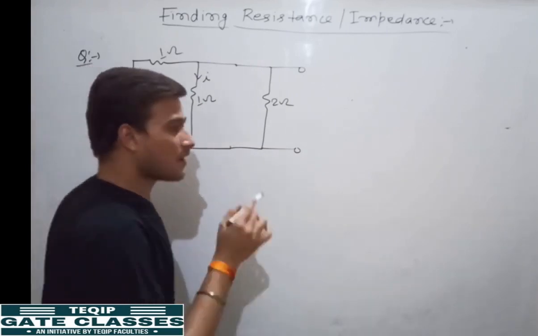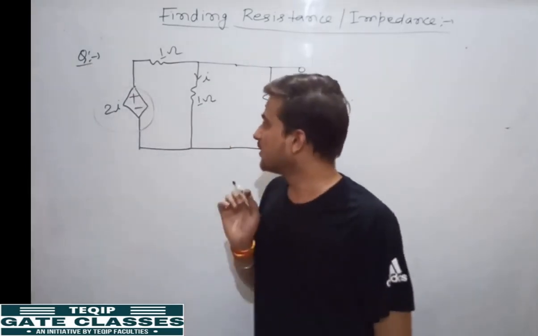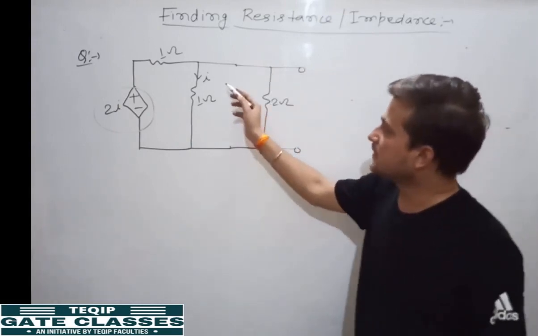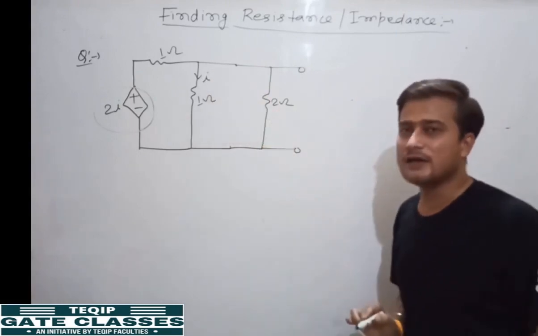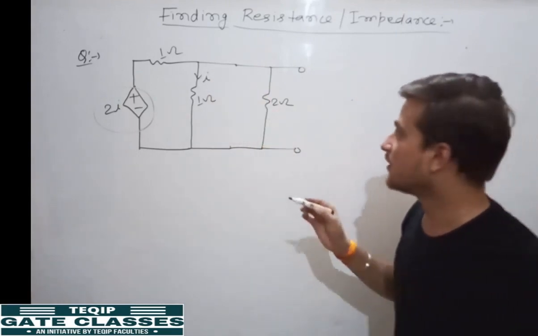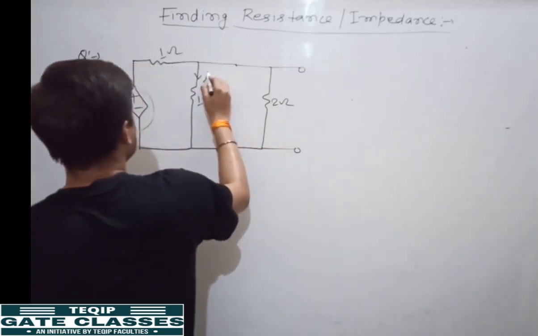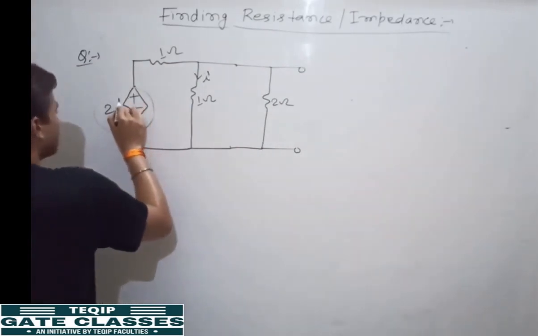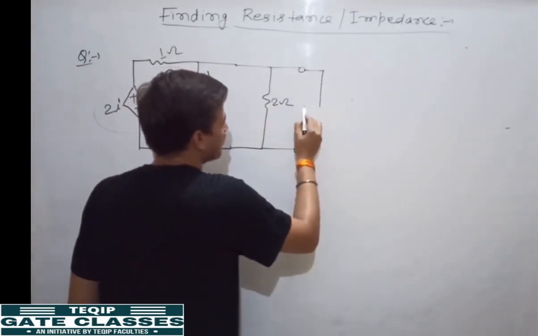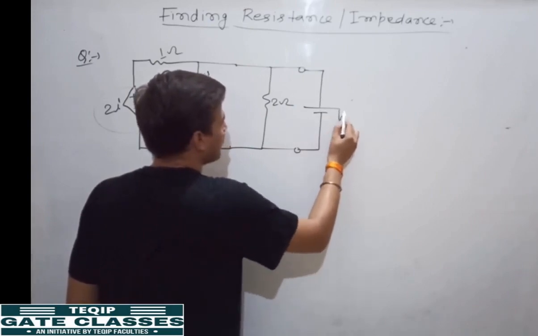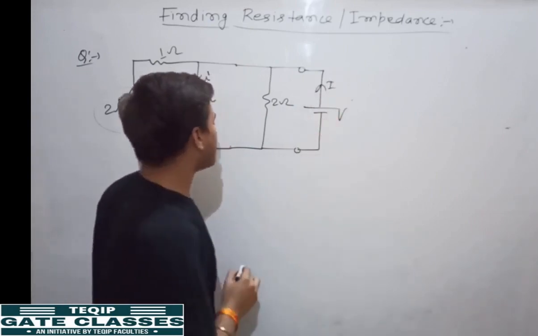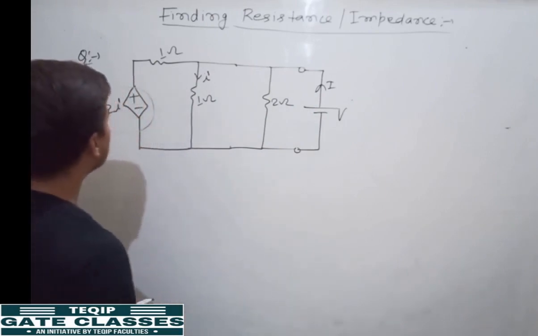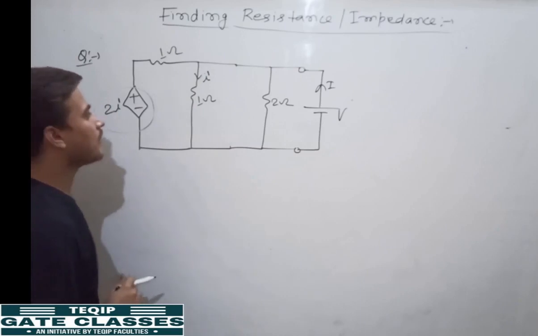Once the current source has been replaced by an open circuit, you can see one thing. Initially the current flowing through this path was I, but now this current will change. This will become I dash, and this current will also become I dash. Now another step is you have to place a V volt battery. Current delivered by this battery is I. Now you have to find V by I.